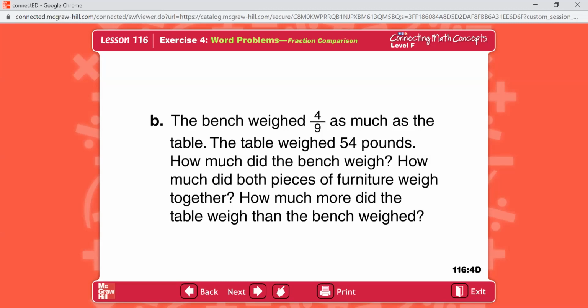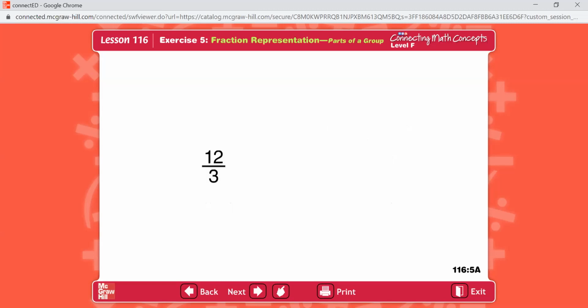Now we're going to switch gears into fraction representation. This fraction reads 12/3. Repeat after me, 12/3. Now read the fraction as a division problem. 12 divided by 3. That tells you that you have 12 divided into 3 equal groups.